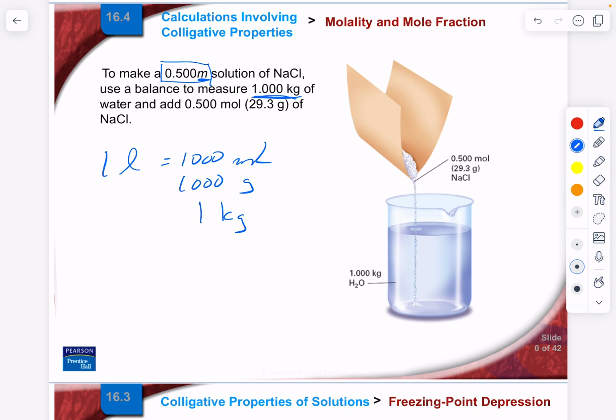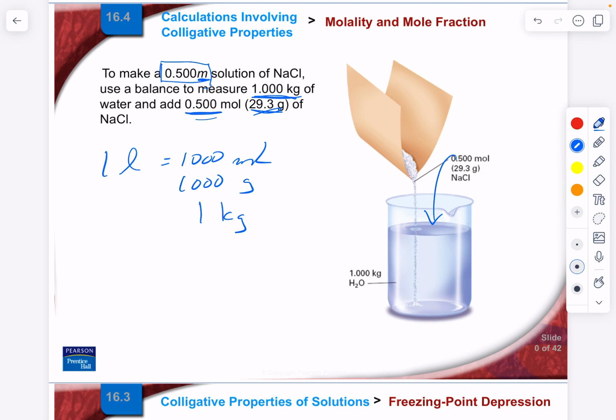and then we need to put in a half a mole of solute. Well, in order to know what half a mole is, you have to use the molar mass of sodium chloride. So if you know the molar mass of sodium chloride, which is about 58 grams per mole, and you multiply by half a mole, you get 29.3 grams is how much you have to mass out onto your piece of paper and then dump it into the flask and then thoroughly dissolve it.